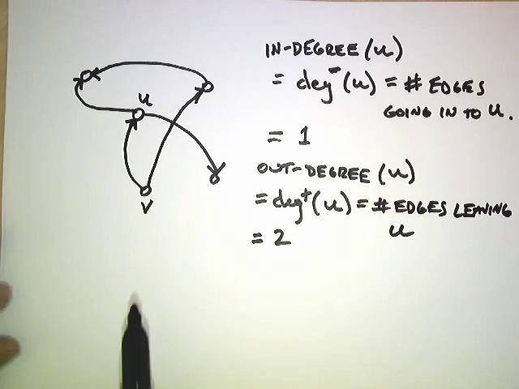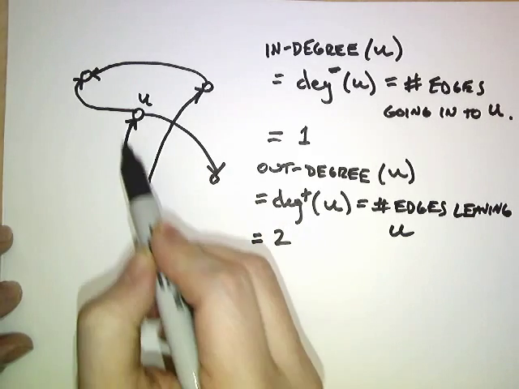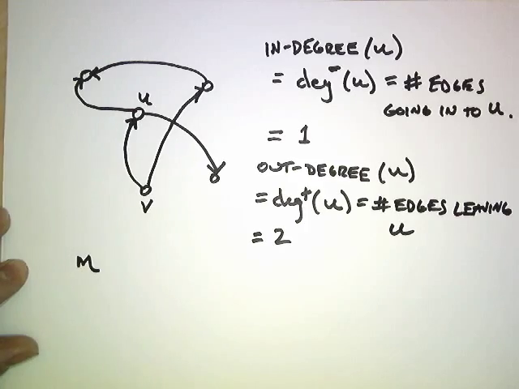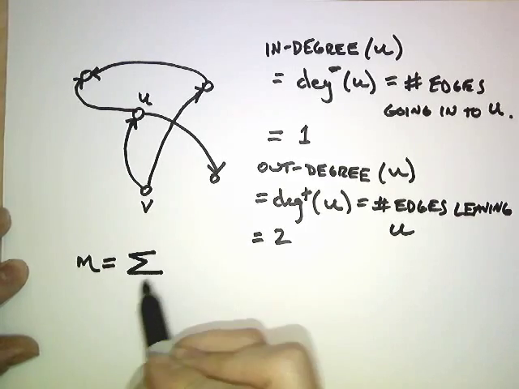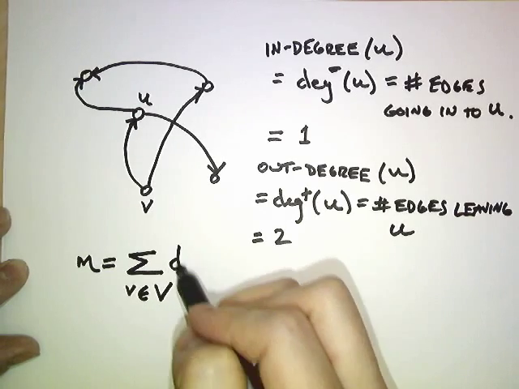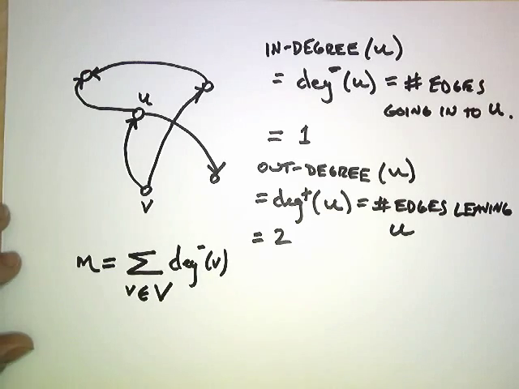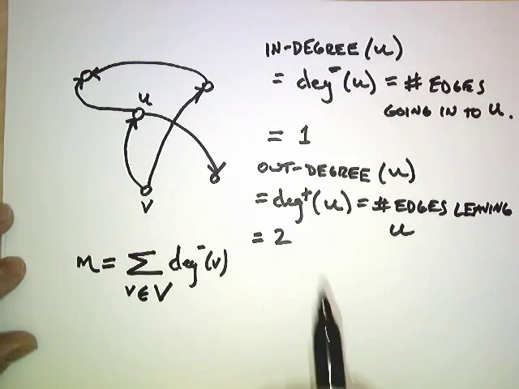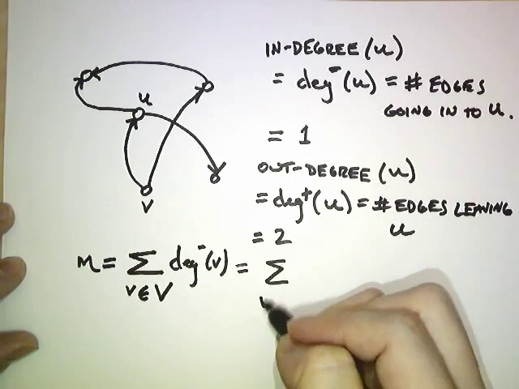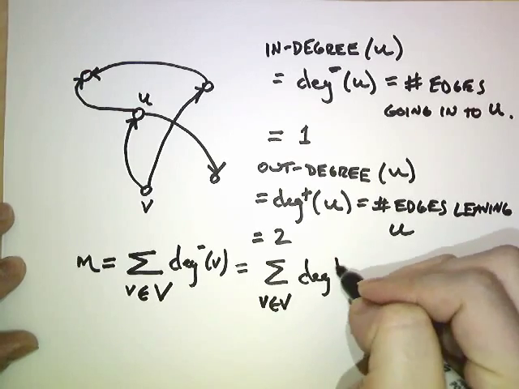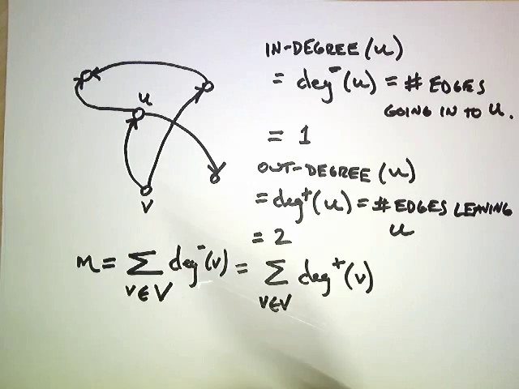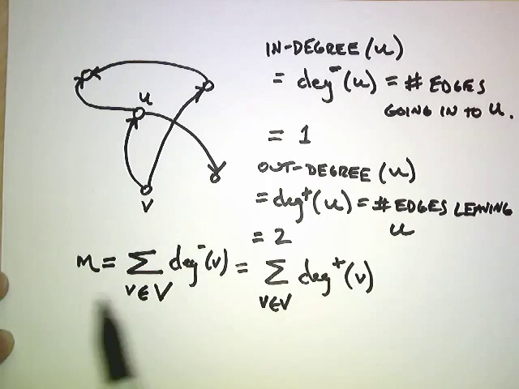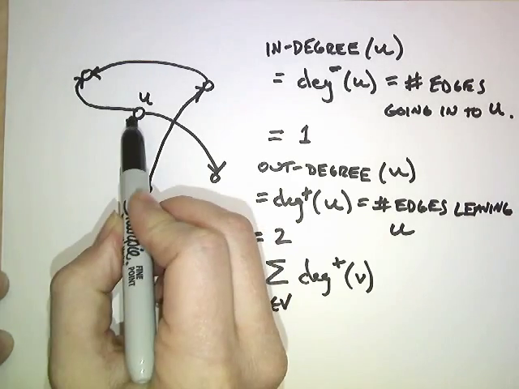Now, every edge leaves some vertex and it enters some other vertex. So if we wanted to count all the edges in the graph, let's let m be the number of edges in the graph. This is going to equal the sum over all vertices V in the graph of the in degree of V. So we're just counting the in degree of all the vertices. This is also equal to the sum over all vertices in the graph of the out degree of V. So again, if I wanted to count up all the edges in the graph, there are two ways I could do it. I could either count all the edges that are entering vertices.